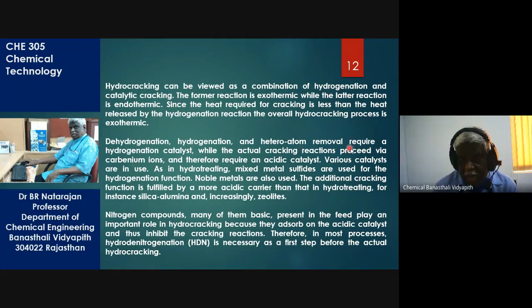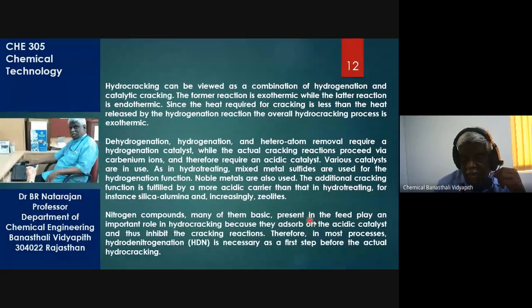Dehydrogenation, hydrogenation, and heteroatom removal require a hydrogenation catalyst, while the actual catalytic cracking reaction proceeds by a carbenium ion, that is a C plus ion, and therefore requires an acidic catalyst. Various catalysts are in use, as in hydrotreating. Mixed metal sulfides are used for hydrogenation function. Noble metals are also used, like platinum, palladium. The additional cracking function is fulfilled by a more acidic carrier, like maybe silica alumina or lately zeolites, right?